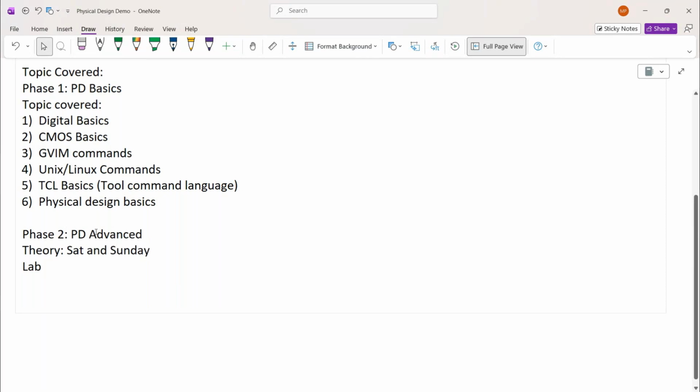We have theory classes on Saturdays and Sundays, and the theory classes are covered by industry professionals. They are already working in industry, so on weekdays they cannot come here. They come either online or offline, whatever their availability, but mostly they will come here. The industry professionals teach the theory part.